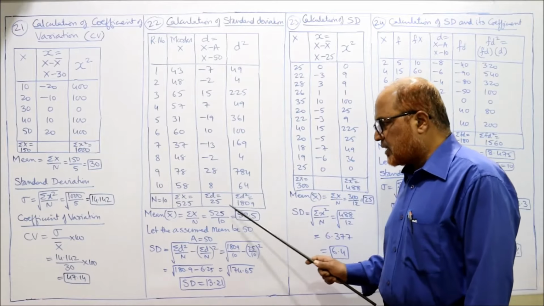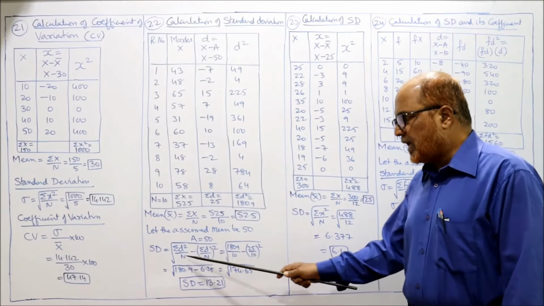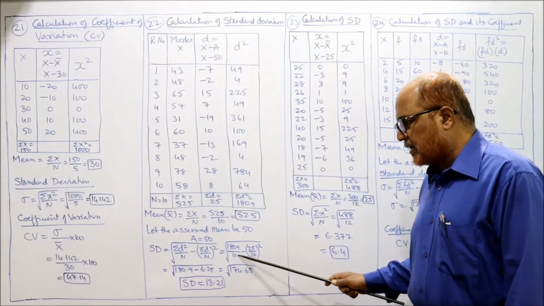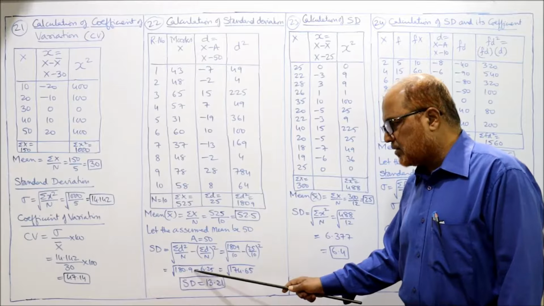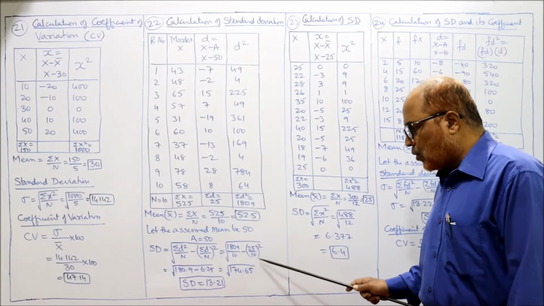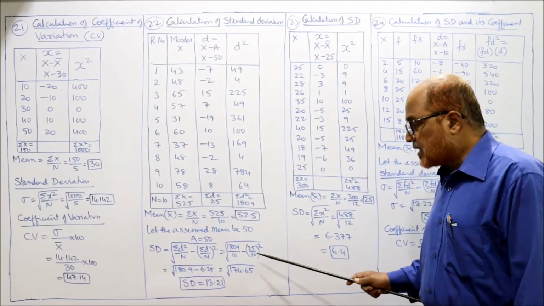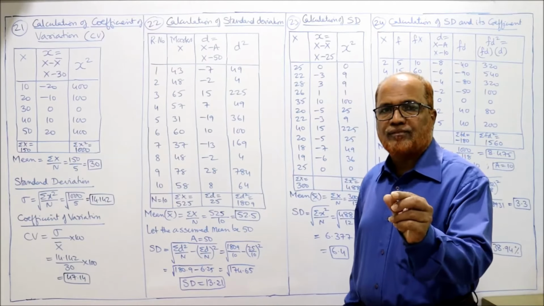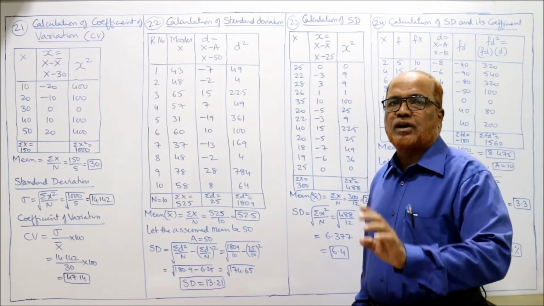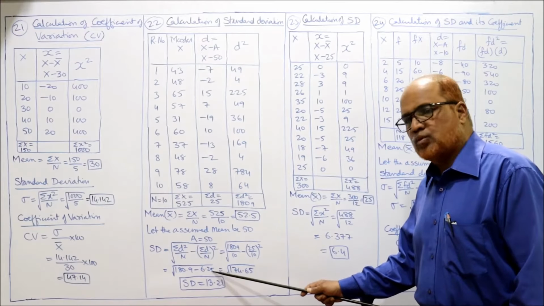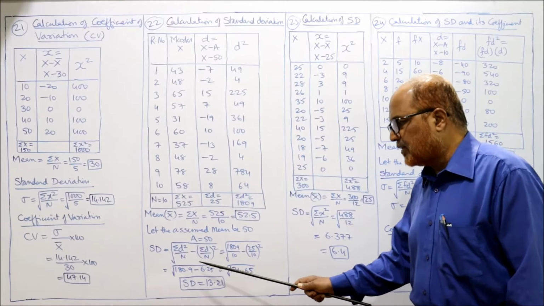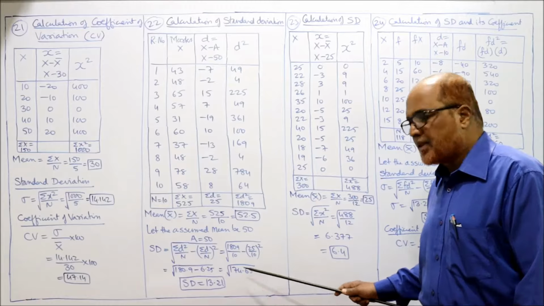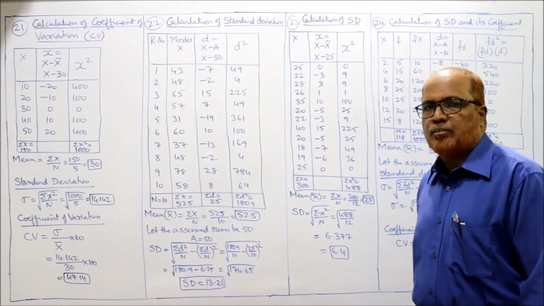तो summation d square कितना है? 1809 और n का वैल्यू कितना है? 10 है. तो 1809 divided by 10 you will get 180.9. उसी तरह 25 बाय 10 whole square. तो कैलकुलेट कैसा करेंगे? पहले 25 divided by 10 you will get 2.5. 2.5 into 2.5 you will get 6.25. तो 180.9 minus 6.25 you get 174.65. Under root डाल दो, standard deviation 13.21.